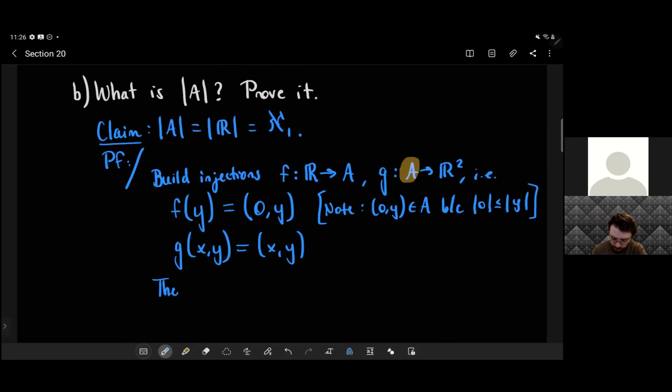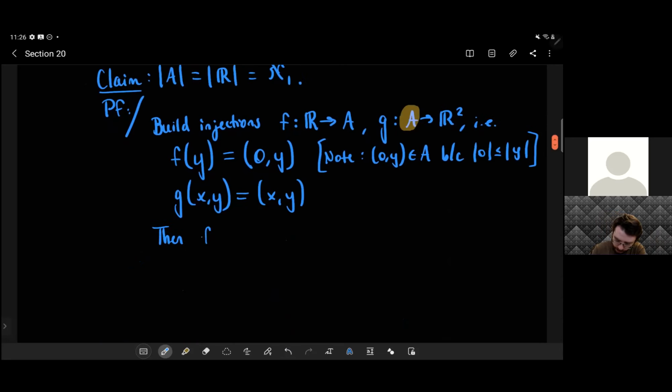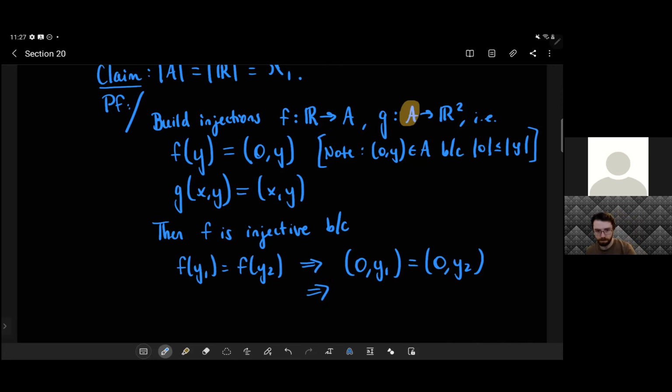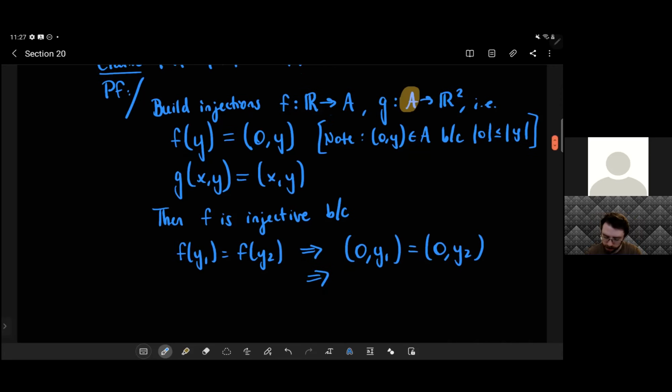Okay, then F is injective and G is injective. First, we'll start with F. Supposing F of y1 equals F of y2, that's the same as saying (0, y1) equals (0, y2). But for two points in R² to be equal, their coordinates have to be equal. Okay, so 0 equals 0, y1 equals y2. Cool, that's all you need for injectivity of F.